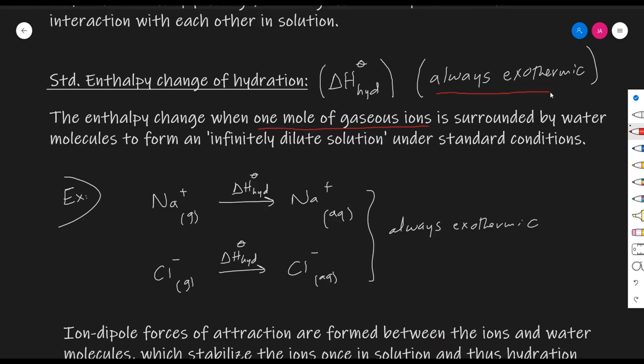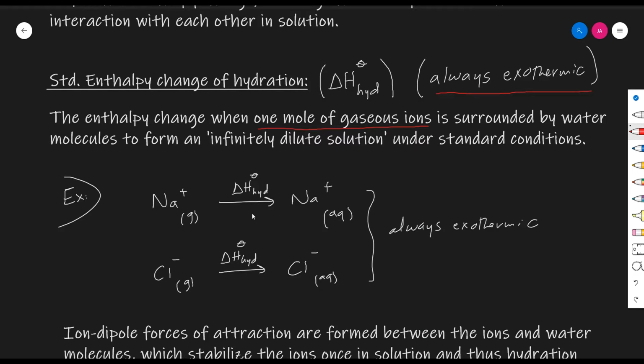The standard enthalpy change of hydration of all ions, whether they're cations or anions, is exothermic because they are initially highly unstable as gaseous ions, but once they are dissolved in water and they form ion-dipole interactions in water, basically, they are solvated by the water molecules, thus stabilizing their charge. They would form much more stable ions and thus would release energy, making this process always exothermic.